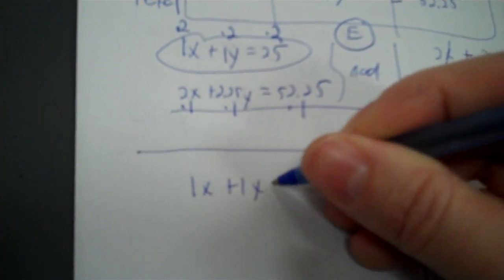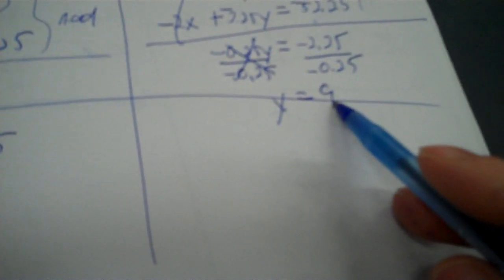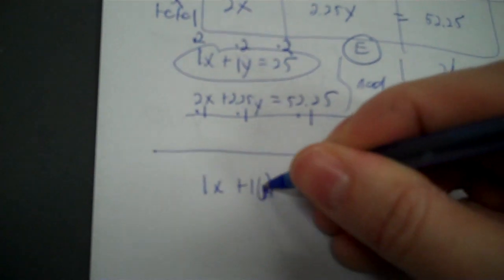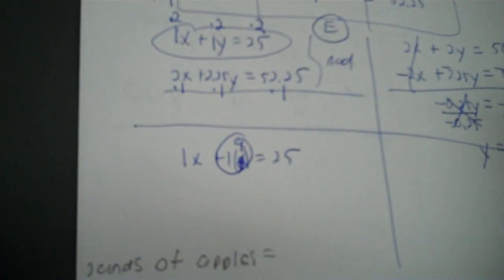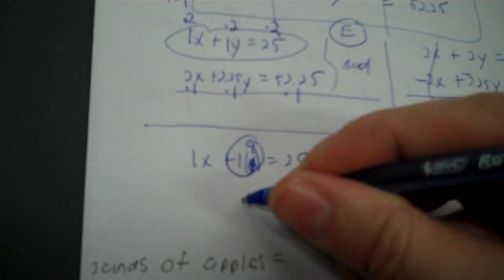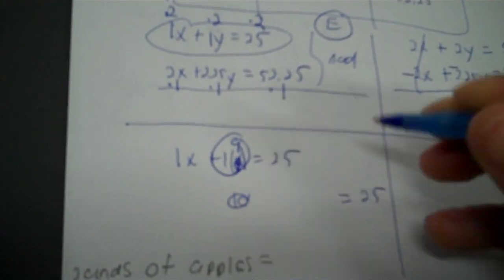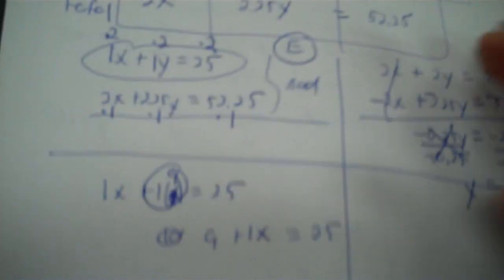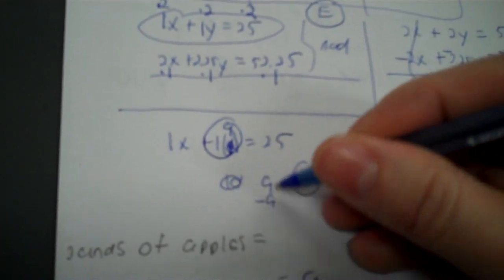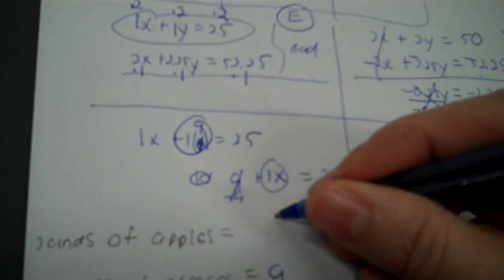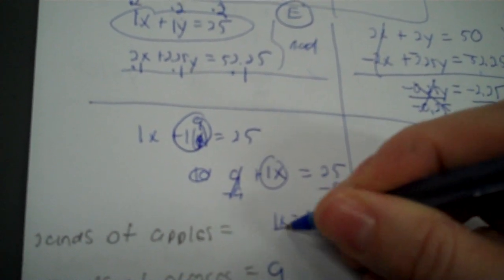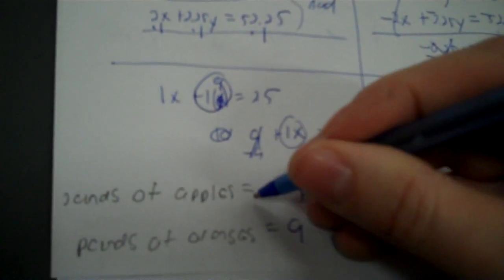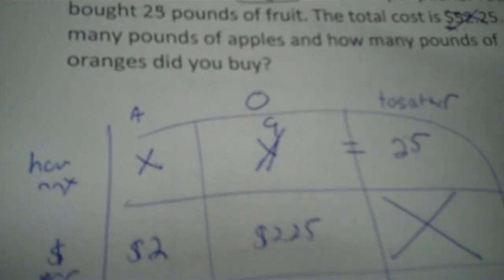1x plus 1y equals 25. I already have my answer for y, so it's 9. 1 times 9 is 9, so you've got 9 plus 1x equals 25. Get your 9 to a 0 by subtracting, that's 16. Divide by 1, and you're at 16 still. Like I said, 25 minus 9 would have given me 16.